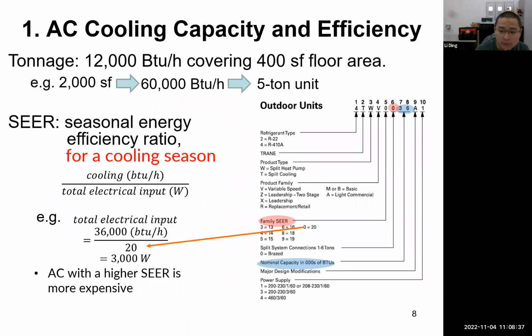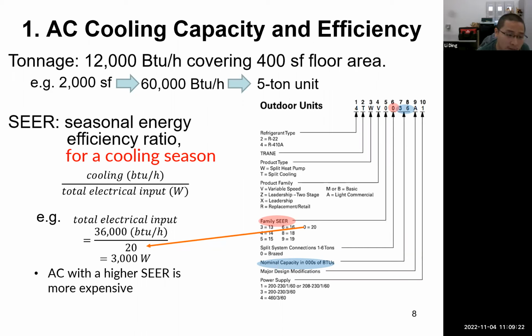First, how to select the size of our AC. We can talk about the cooling capacity and the efficiency. Generally, we can estimate the capacity based on the floor area. For example, 1 ton is equal to 12,000 BTU per hour and can cover 400 square feet of floor area. So for example, if the floor area is 2,000 square feet, we need 60,000 BTU per hour, and the unit should be 5 tons.